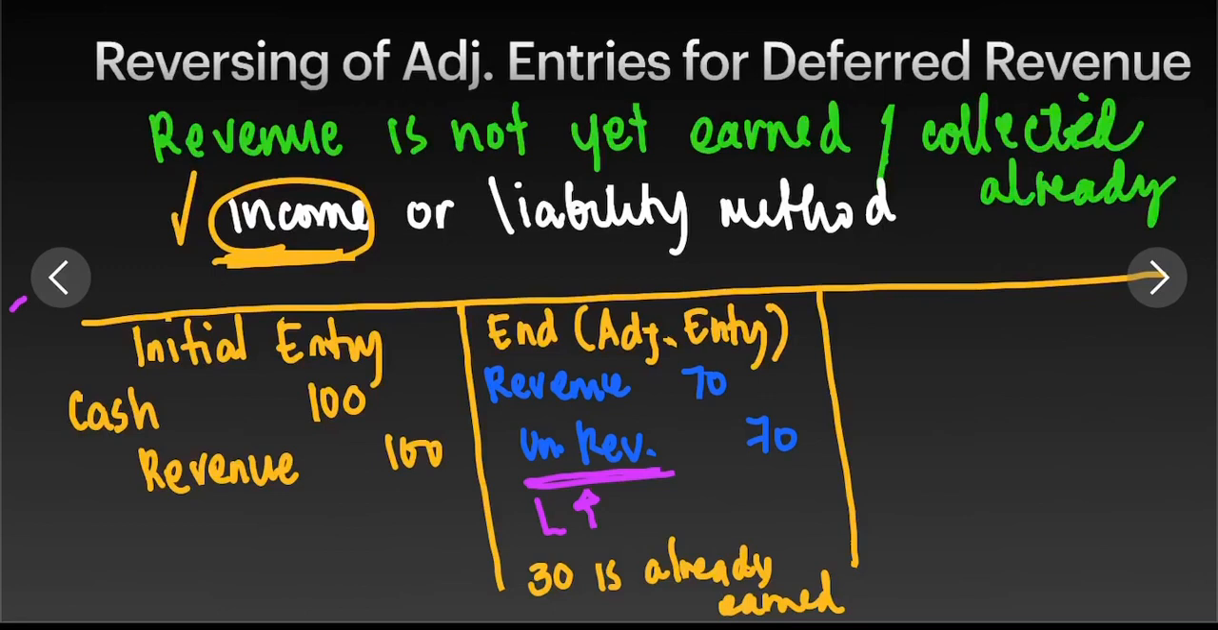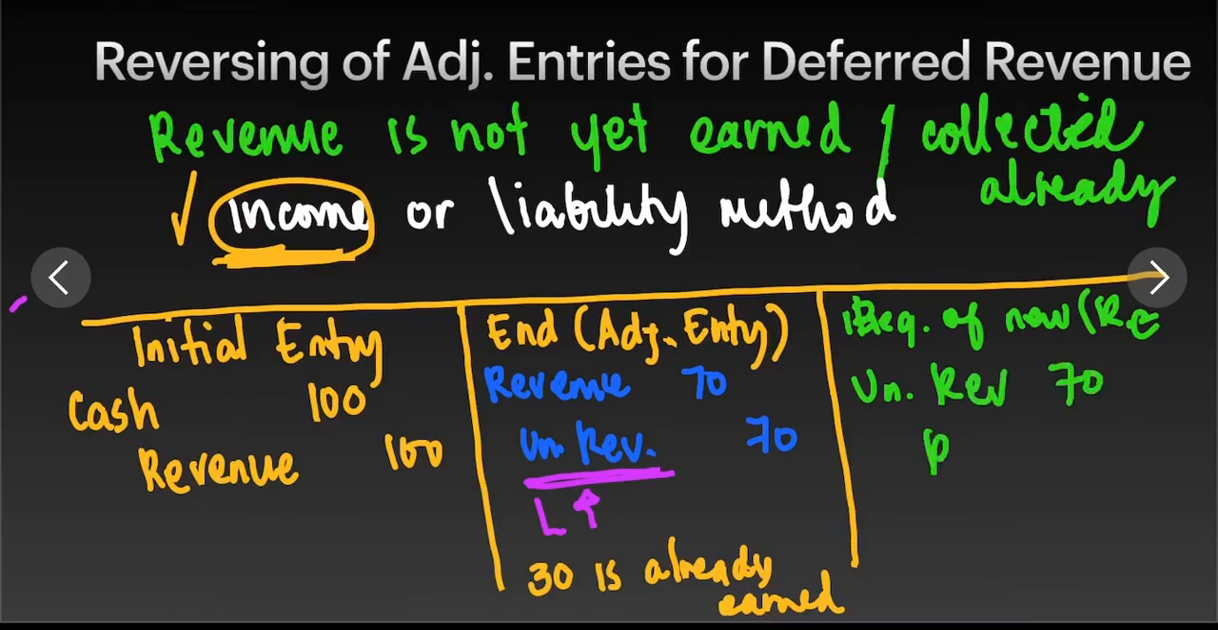And how are you going to make a reversing entry? Again, the reversing entry will happen on January 1 of the new year, or should we say the beginning of the new accounting period. Reversing entry will be, again, the exact opposite. So you debit your unearned revenue for 70 and you credit your revenue for 70. This is the reversing entry.